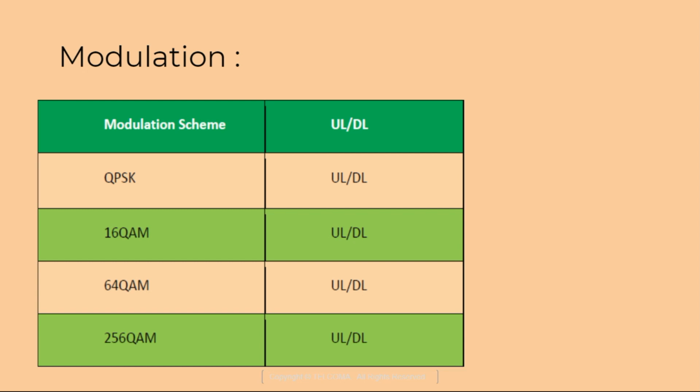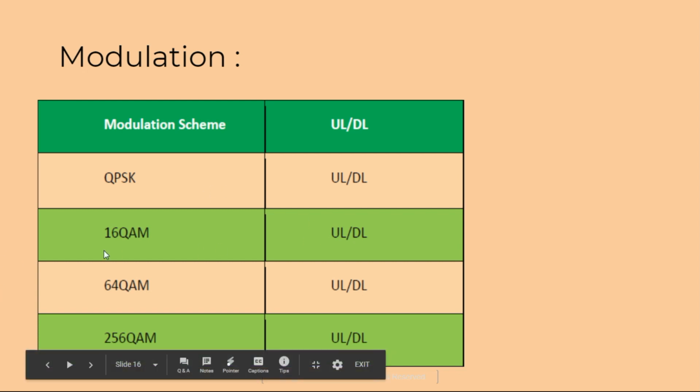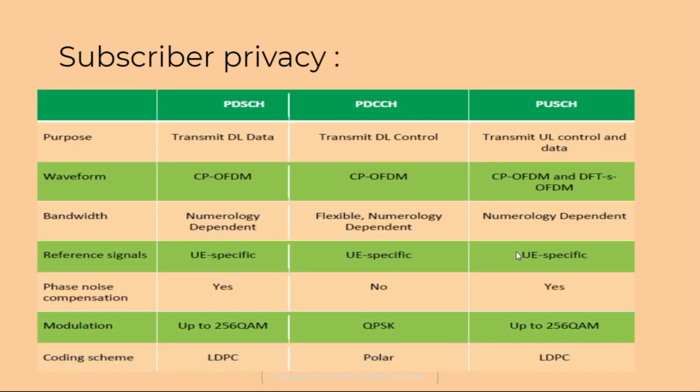Now new modulation schemes such as 256 QAM also need to be modeled properly, like QPSK uplink and downlink, 16 and 64 QAM in 4G. Now 256 QAM, which is a new modulation scheme, is also required to be modeled. Then we have uplink and downlink channel modeling.